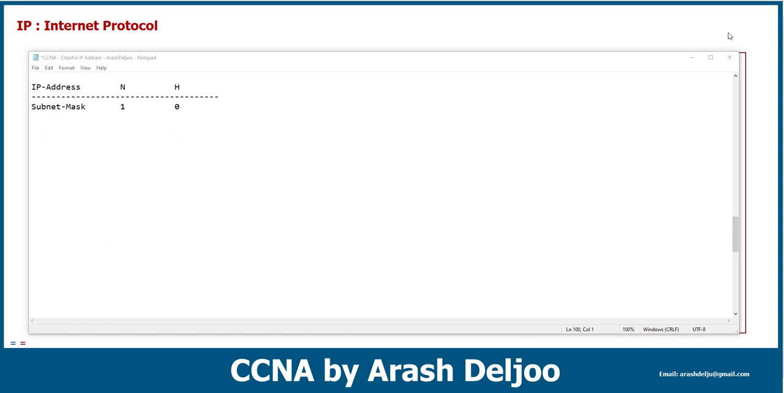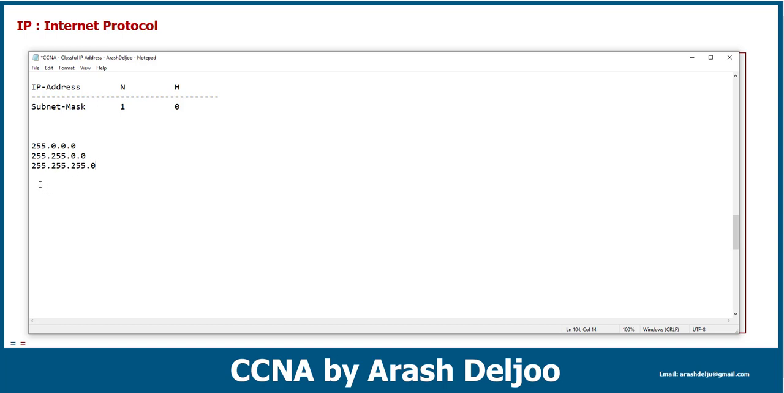And after that, let me give you one other important notation about the subnet mask. For some subnet masks, maybe you haven't encountered them until now. Look at here. You know that until now we configured only these three subnet masks: 255.0.0.0, 255.255.0.0, and 255.255.255.0. The three default subnet masks. But we have other subnet masks. Let me talk about them.